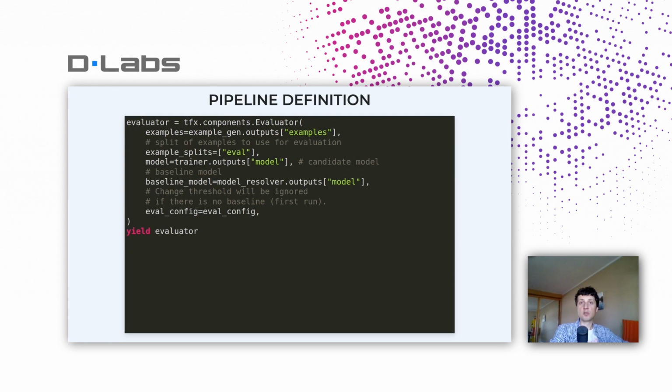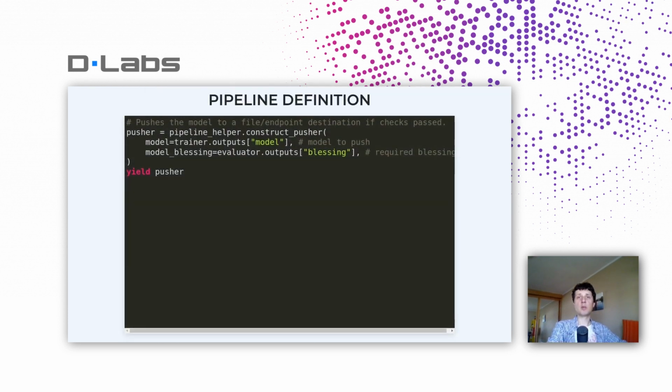We are plugging this configuration to the evaluator component along with the baseline model, and the trained model from the trainer component. We also plug in the examples and the splits that we want to run the evaluation on. And finally, we are configuring the pusher component, which is going to take care of pushing the model to an endpoint on Google Cloud Platform. Alternatively, if we are running locally, it's going to push it to a directory, and from this directory we could serve this model using a local TensorFlow serving instance, which we're going to do in the next episode.